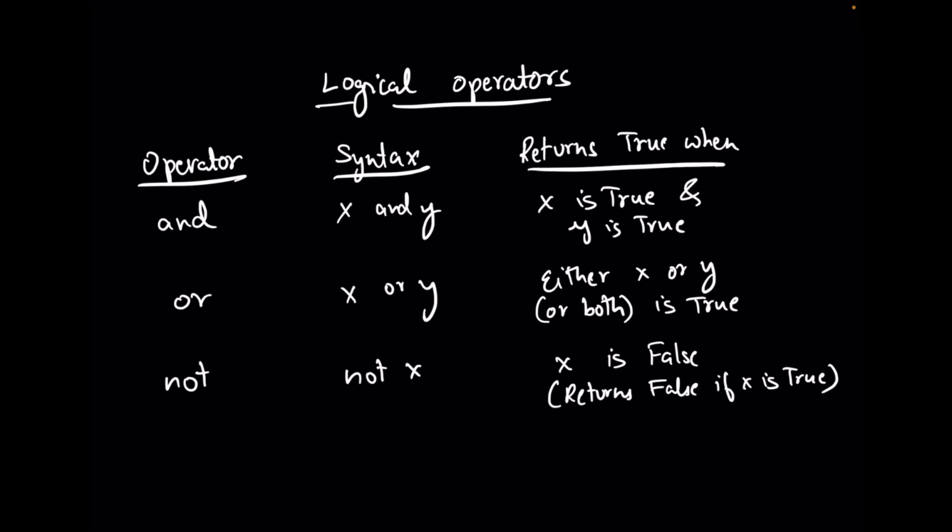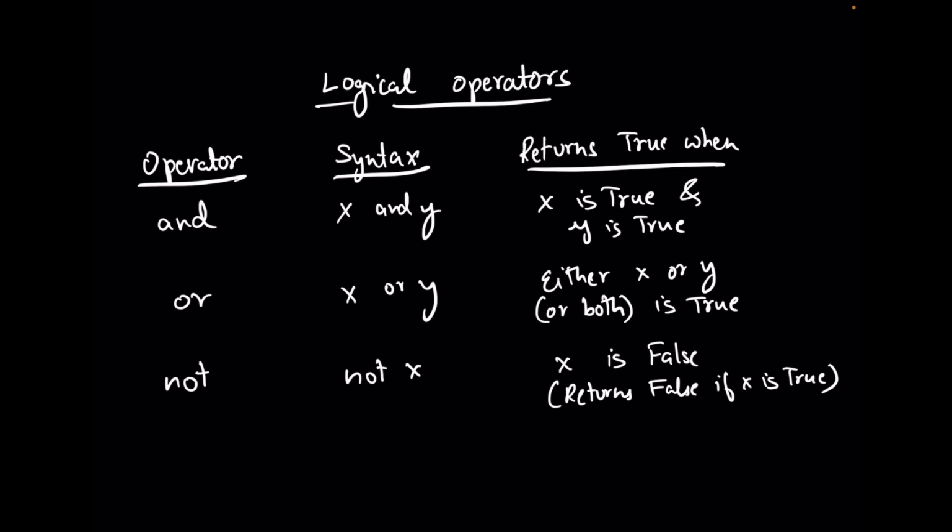Okay, the next operator is the OR operator. So the syntax for this is x or y. This returns true either when x is true or when y is true or when both of them are true. So the only time it doesn't return true is when x and y are both false. That time it returns false.